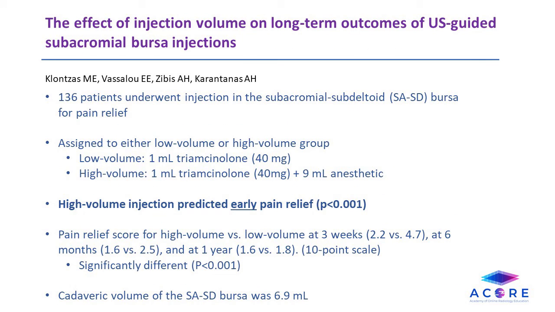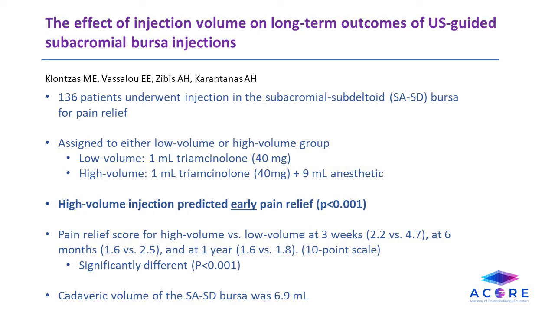This next article is looking at subacromial subdeltoid bursal steroid injection. They wanted to see if there was a difference in pain relief from high volume versus low volume steroid injection. For high volume, they used triamcinolone, 1 milliliter, which is 40 milligrams, plus 9 milliliters of anesthetic. For low volume, they just used the triamcinolone but no anesthetic, so only 1 milliliter injection versus 10. So they had 136 patients who underwent injection using ultrasound guidance.